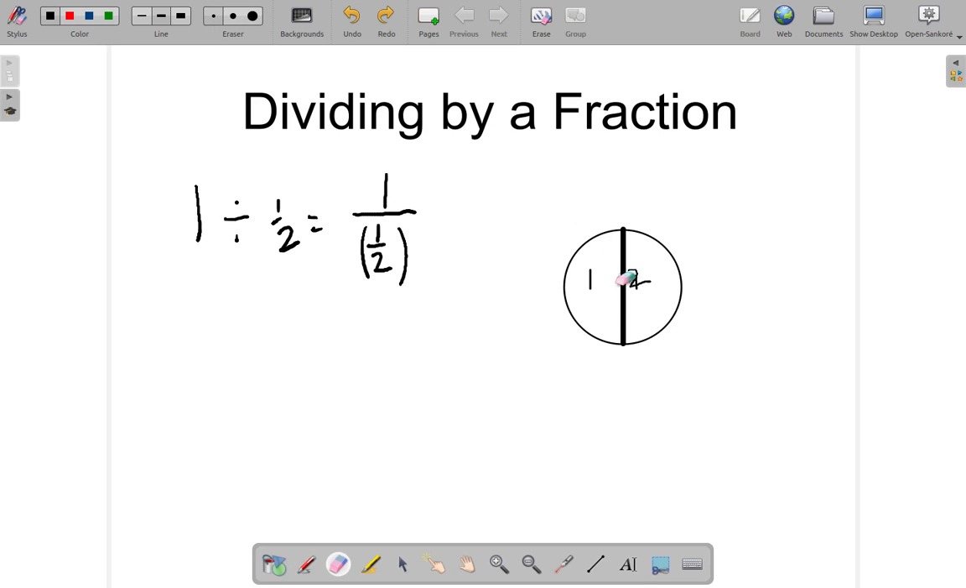Let me erase what I wrote over here and write it properly. 2. Good. That's a good 2. Now there are 2 halves. So there are 2 halves in 1. So another way I could look at it without drawing is to say 1 multiplied by the reciprocal of the denominator, 2 divided by 1. I'll have a whole number here and a fraction here. Let me turn both of them into fractions. 1 over 1 multiplied by 2 over 1. So here, 1 times 2 is 2. Below, 1 times 1 is 1. But 2 divided by 1 is the same as 2. Alright? So, 1 divided by a half is 2, because there are 2 halves in 1.